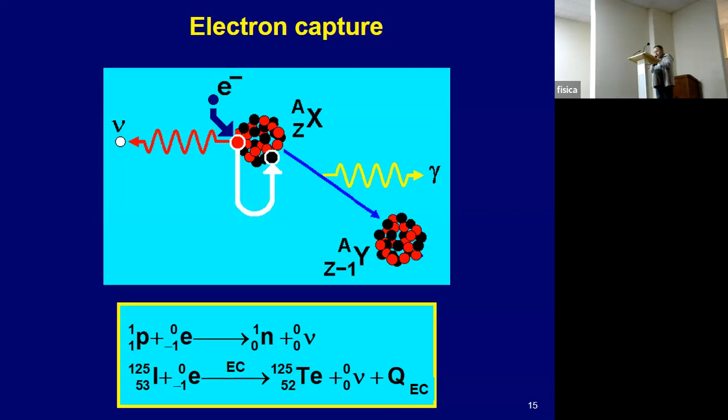Or another example, iodine-125 plus electron gives us tellurium-125 plus neutrino and energy. Electron capture is a nuclear transformation that competes with beta plus decay. Typically, neutron deficient nuclei can experience both types of nuclear transformation.